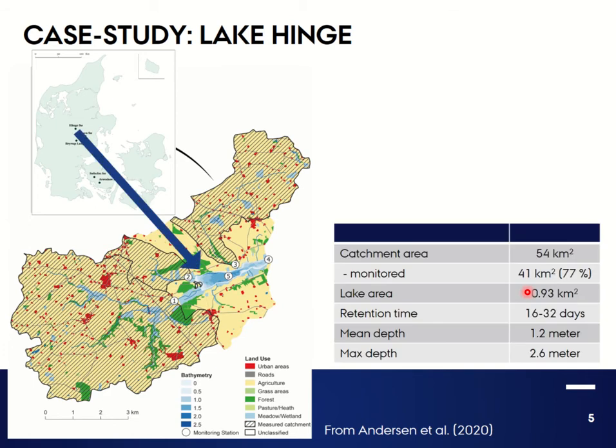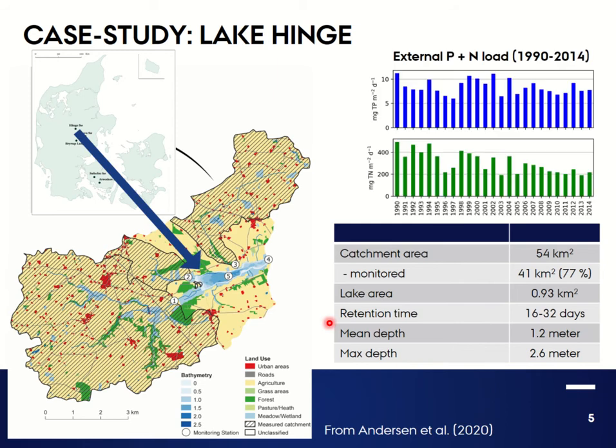Lake Hinge, as you can see here, is a shallow lake with a mean depth of 1.2 meters and a short retention time between 2 to 4 weeks, depending on the season. If we take a look at the catchment of Lake Hinge, we clearly see that Lake Hinge is located in an agricultural landscape. All the yellow on the catchment map is agriculture. The lake has experienced a decrease in the external nutrient load from the early 90s, most likely caused by a decrease in the amount of fertilization used on the surrounding agricultural areas.